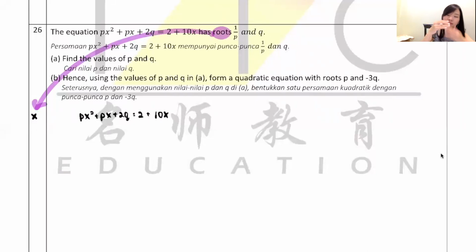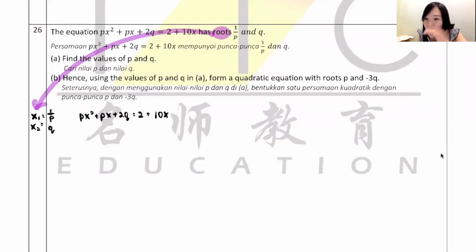Very good, x. And then I told you guys, root is x. Roots has an s, so isn't it x1, x2? They say one of them is 1 over p. Another one is q. Isn't it 1 over p and q? Very good, Shaminta. So SOR, POR. This question should be done with SOR, POR.